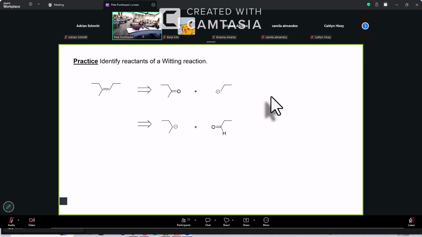Remember, when you make an ylide, there are 2 steps. The first step is an SN2 reaction. What is the limitation of SN2? Tertiary carbon, steric hindrance in general. Does it make sense? Okay.